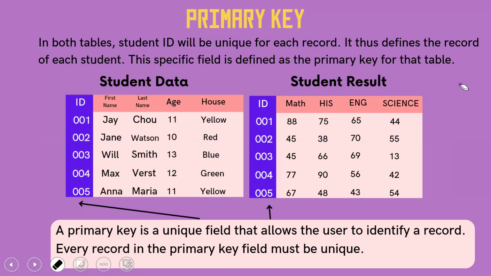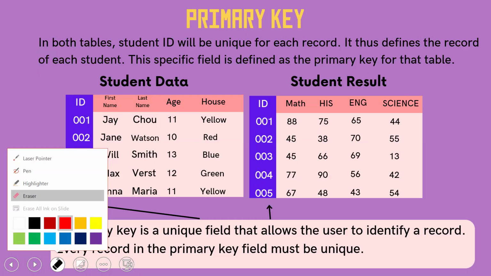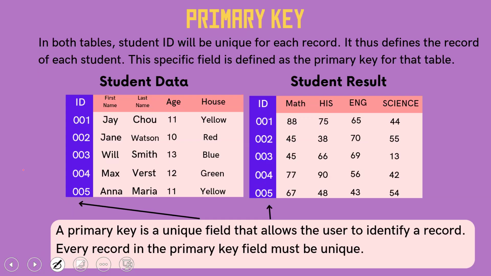First of all, we need to understand what the primary key is. It's a unique field that allows the user to identify a record. Every record in the primary key field must be unique. To cut it short, a primary key is a unique identifier for a particular record, and it cannot be null. What does it mean? You cannot leave it blank. So once you're writing this definition, you should add that it cannot be null.